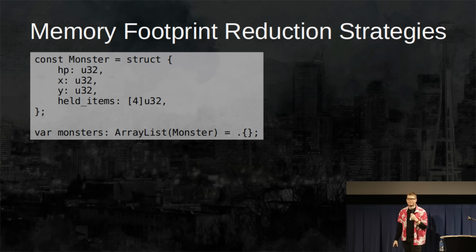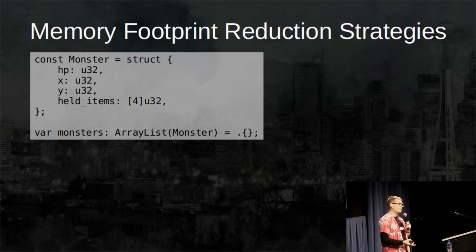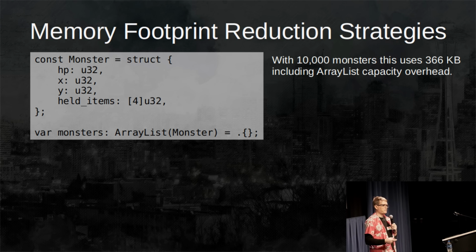All right, here's another one. So in this case, we got a monster, we got some HP, some XY coordinates, we have an array of them. Now we have this thing where each monster can have like 4 things that they're holding. Maybe we use 0 for empty or something like that. So I ran the calculation. If there was 10,000 monsters, this would be 366 kilobytes, including the array list capacity overhead, the part where you overallocate all that stuff. And that'll become clear why we're now including that calculation in a moment.